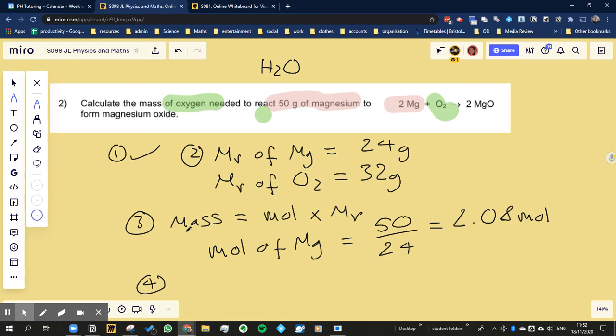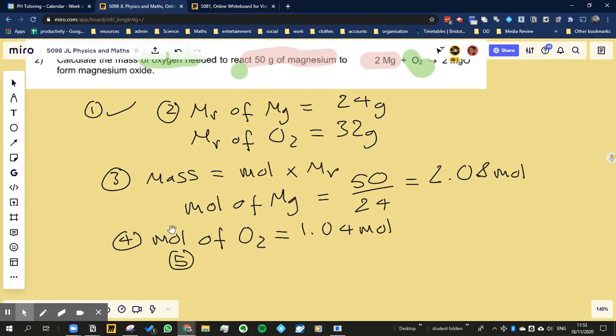Stage 4, I look at the equation and think, what's the ratio of one to the other? So it's 2 to 1. For every 2 moles of magnesium, I would be using 1 mole of oxygen. So I'm going to just divide that number by 2. So moles of the target substance, which is moles of oxygen, is equal to 1.04 moles.